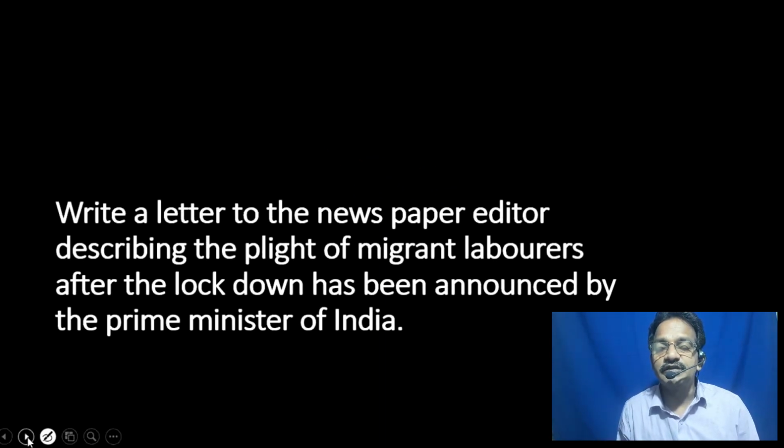Write a letter to the newspaper editor describing the plight of migrant laborers after the lockdown has been announced by the Prime Minister of India. So you are going to write to the newspaper editor. When it is written to newspaper editor, what kind of letter it is? Formal. So you have to write formal format.